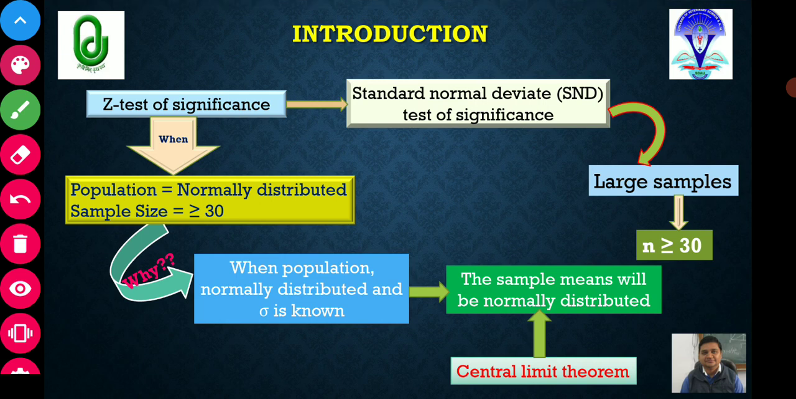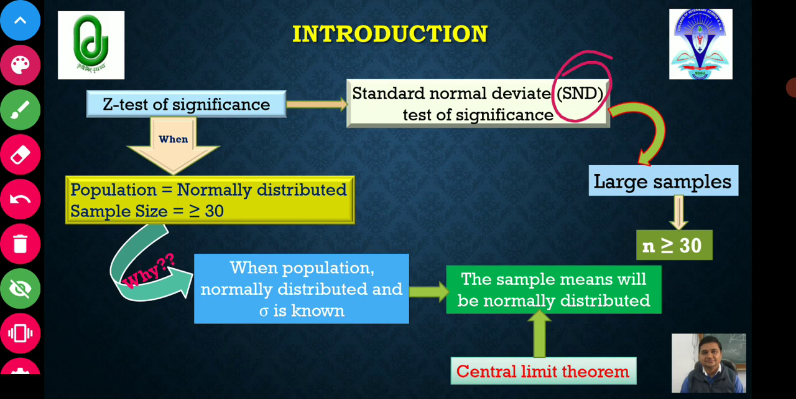Coming to the introduction, this Z test of significance is also known as standard normal deviate test of significance. I have also discussed this standard normal deviate topic when I was discussing the normal distribution. So you just go back to that lecture and you get the idea of standard normal deviate. So this test, Z test of significance, is called the standard normal deviate test of significance.